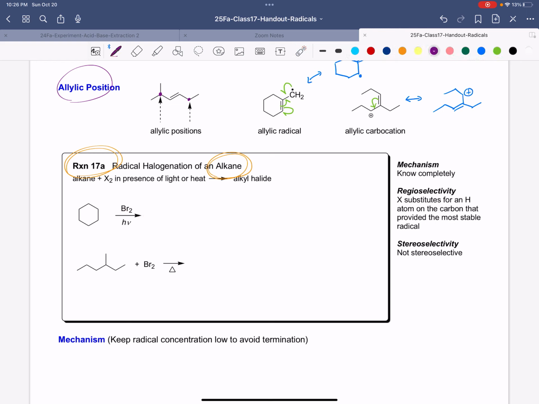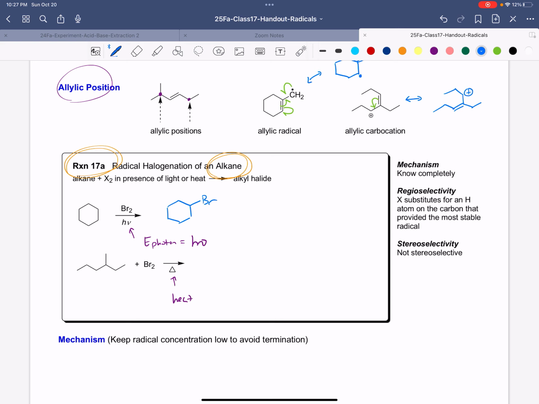Light, again, h nu, the Greek letter nu, is the energy of a photon, and that's why we use it as a symbol for light, h nu. This one is heat, the triangle. You have to find a hydrogen to remove and replace it with a Br. Any hydrogen I remove on this ring will give me the same product, which is this.